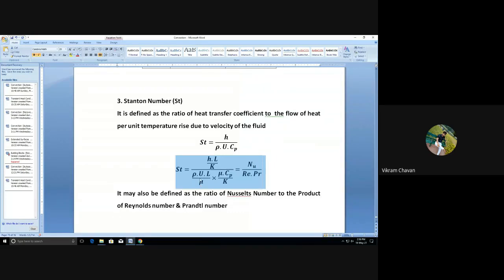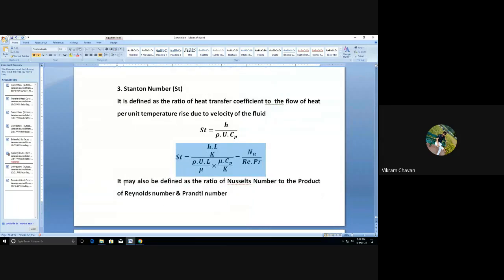So Reynolds number also can be written as rho Vd divided by mu. Here D or L is nothing but the characteristic length or hydraulic diameter. So we get the formula for the Stanton number as Nusselt number divided by Reynolds number multiplied by Prandtl number.